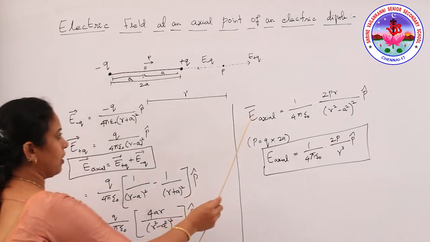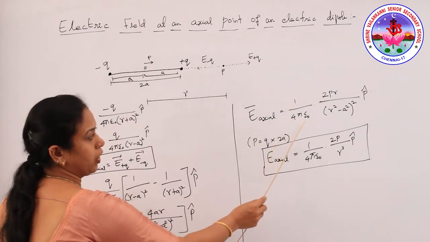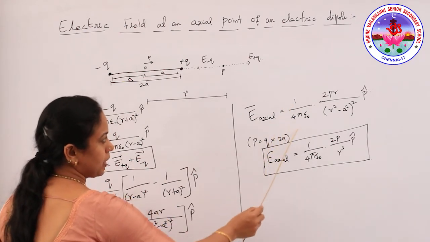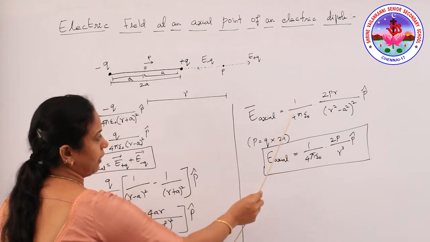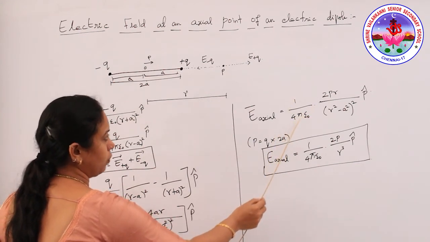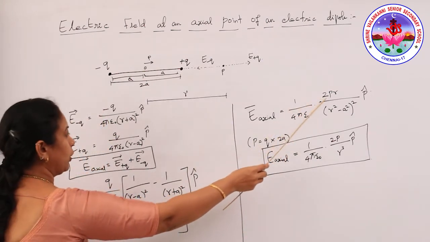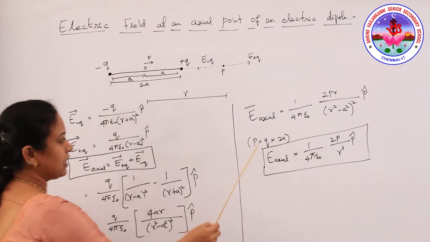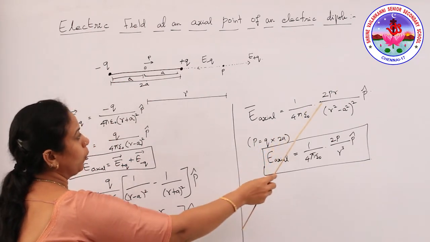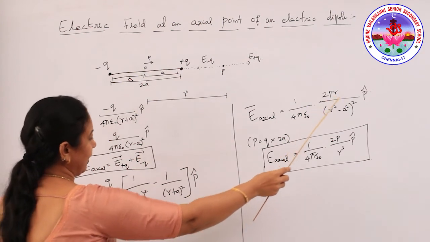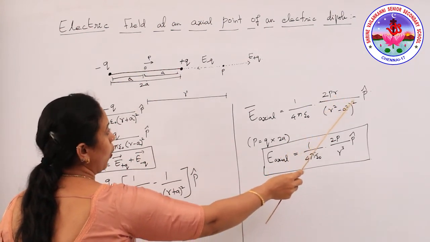So, E axial is equal to 1 by 4 pi epsilon naught, which is K, the proportionality constant of Coulomb's law. We take that out. Here we will get 2PR. How did we get 2PR? From P equal to Q into 2A. So, we get 2PR divided by R square minus A square the whole square.